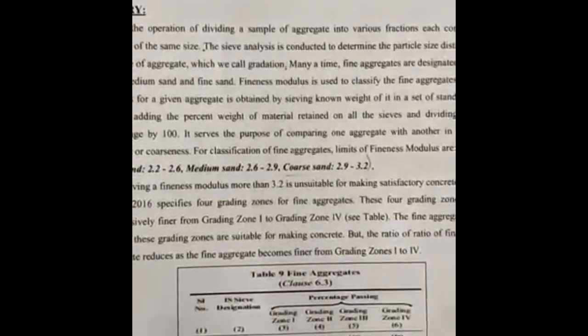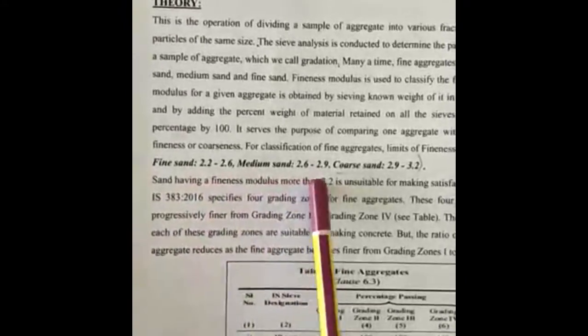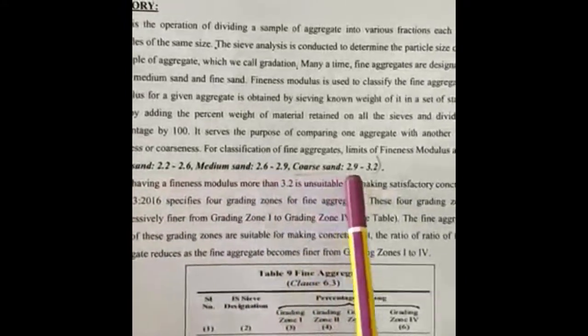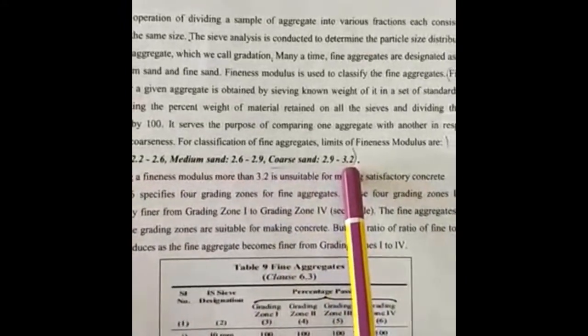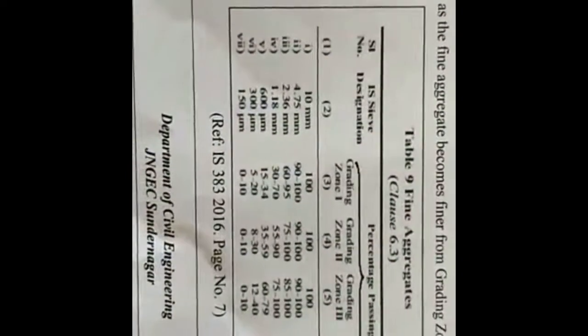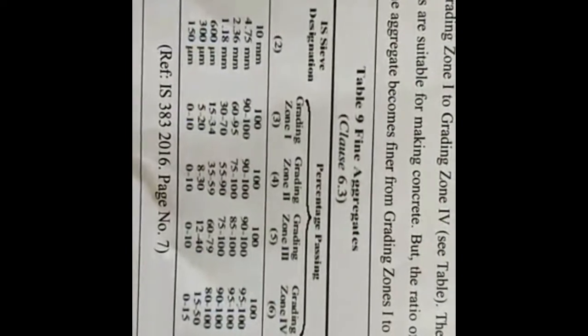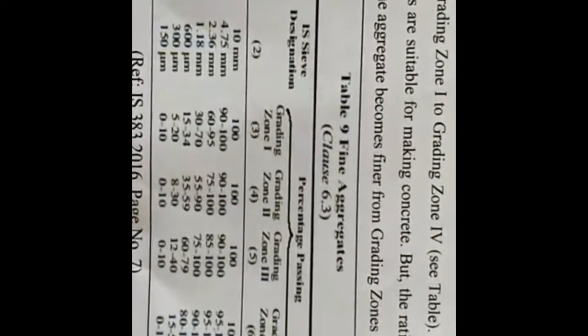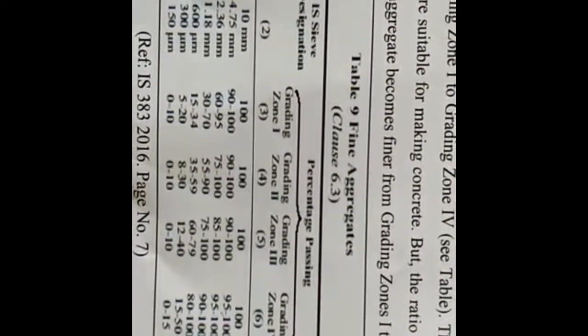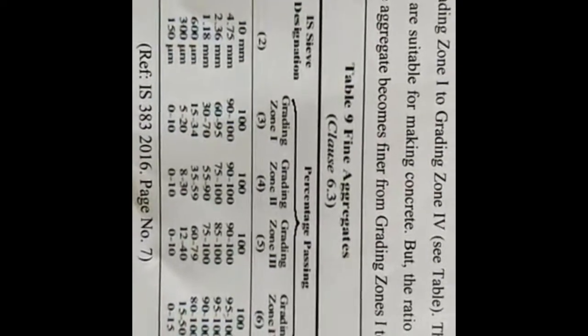For classification of fine aggregate, the limits of fineness modulus are: fine sand 2.2 to 2.6, medium sand 2.6 to 2.9, coarse sand 2.9 to 3.2. After conducting the test, the observation table is compared with Table 9 of IS 383-2016 for classification of fine aggregate according to different grading zones.